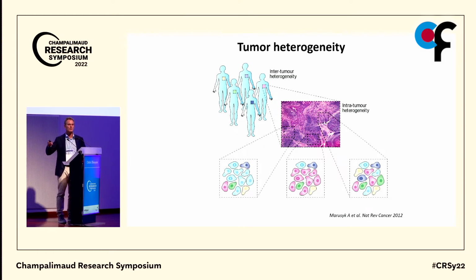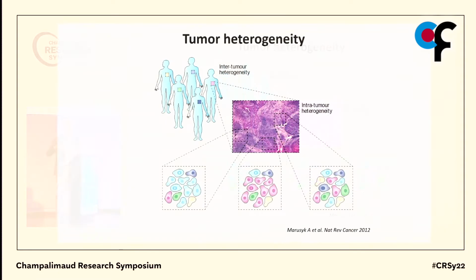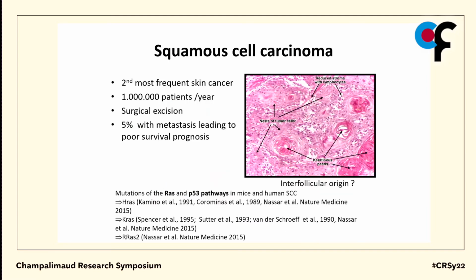And in addition, when you give treatment, not all cancer cells respond identically. Some cells undergo differentiation, some cells die, or some cells escape therapy and induce tumor relapse. So it's very important to understand the basic mechanism that regulates tumor heterogeneity in these different circumstances.